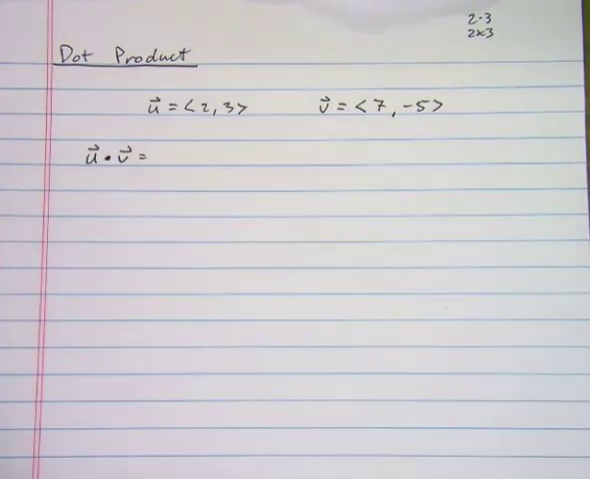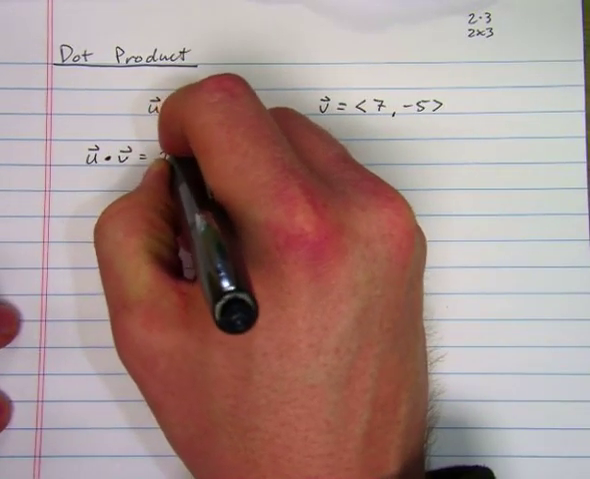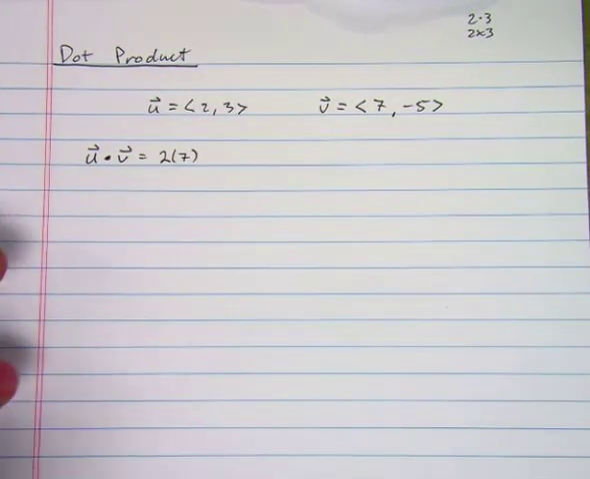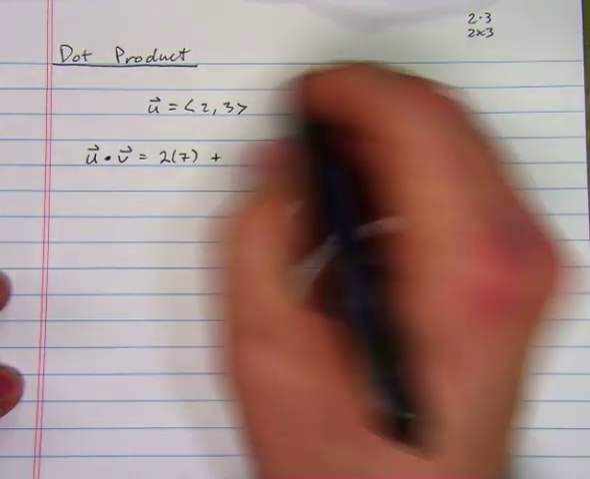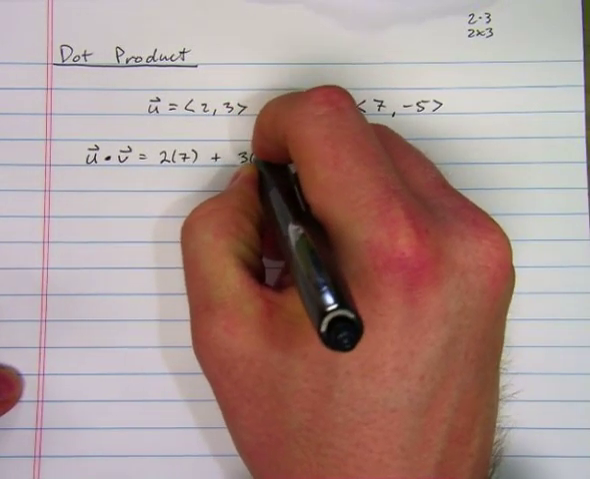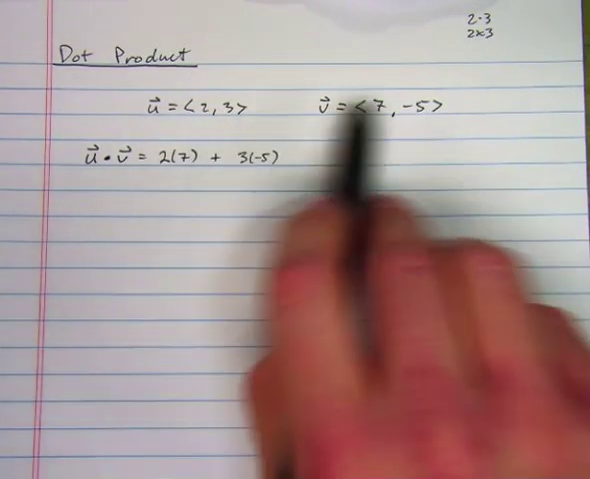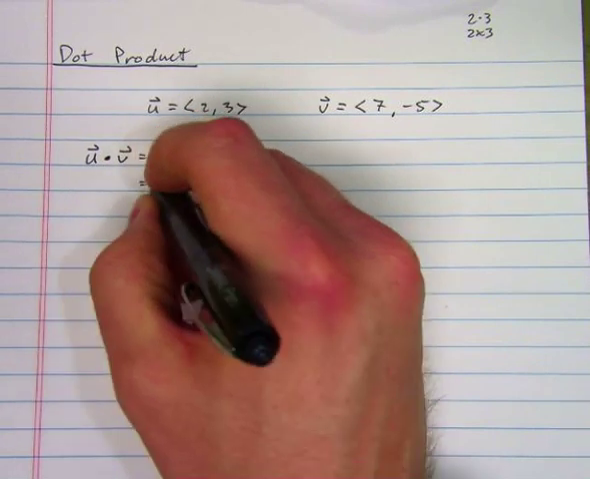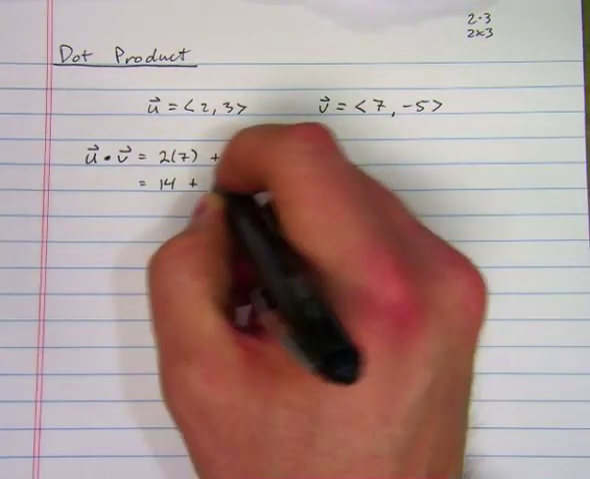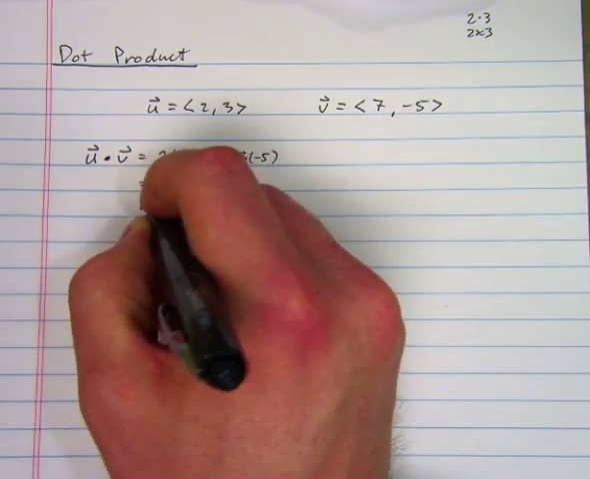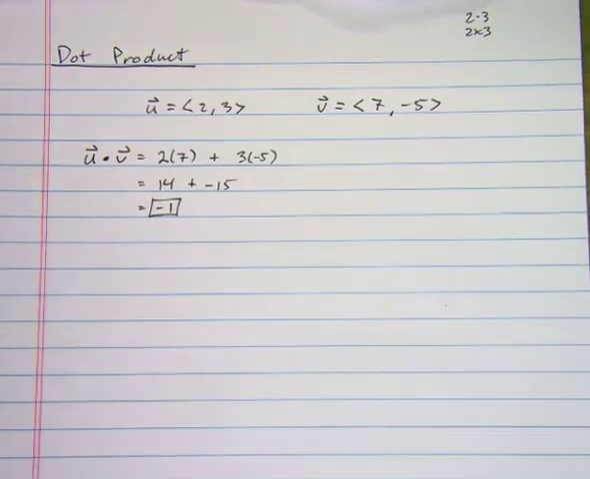So here, it's very simple. You take your x's and multiply them together. I'll just write them side by side. Then you take the y's and multiply them together, and you add everything together. So 2 times 7, 3 times negative 5, and you add them up. This would be 14 plus negative 15, so that'd be negative 1. So when you multiply by doing a dot product, you're going to get one answer, one number. It's not going to be a vector.